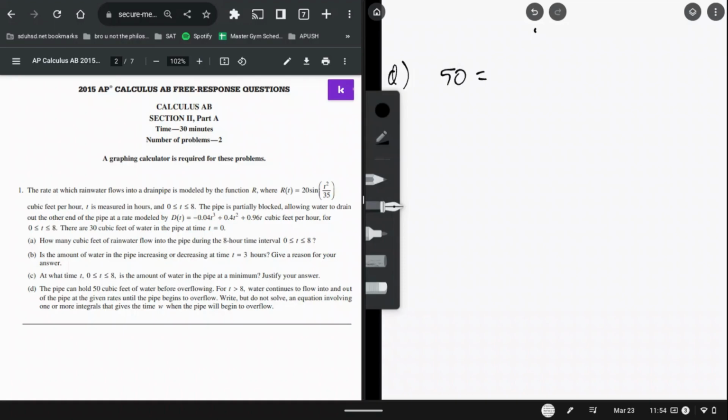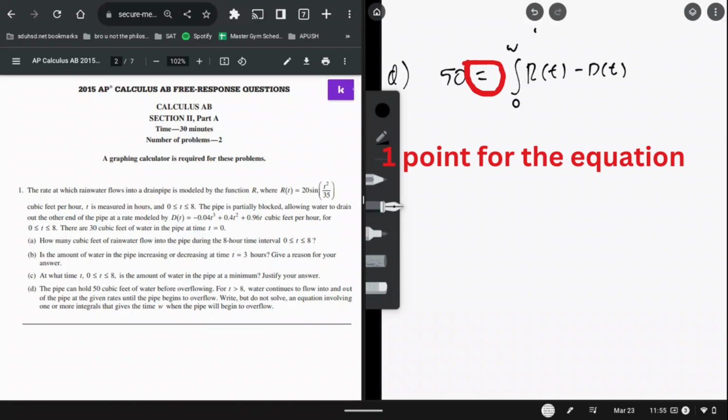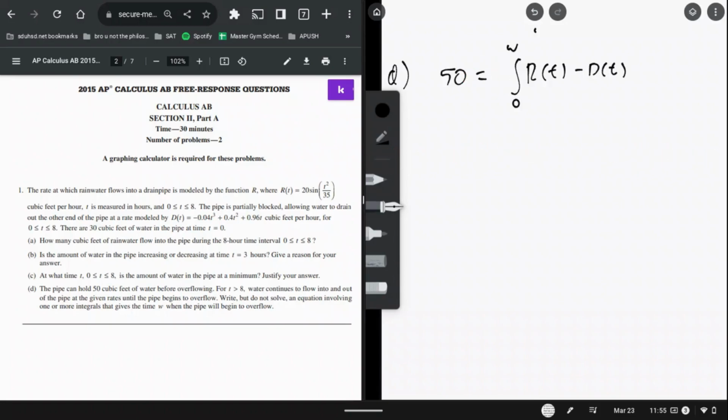So 50 equals, and then they tell you that there's some time after 8 hours where the water continues to flow in and out, but we don't know. We're trying to solve for this time w when the water will be at 50 cubic feet, because that means it'll be overflowing. So you're writing integral from 0 to w of r of t minus d of t, because it's the integral of the rates that water continues to flow in, which is r of t, and flow out, which is d of t.